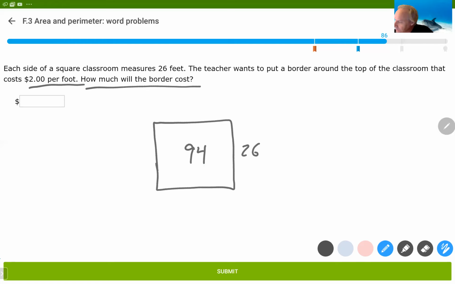And then, what is that? That's 104. God, I can't multiply today. Sorry. 104 feet for my perimeter. And then we're going to multiply that by the $2 a foot, which is 208.